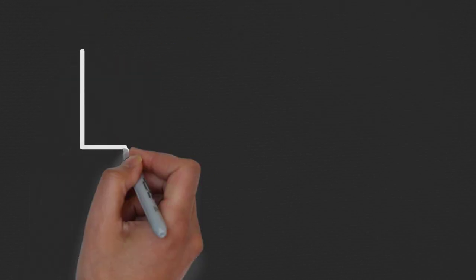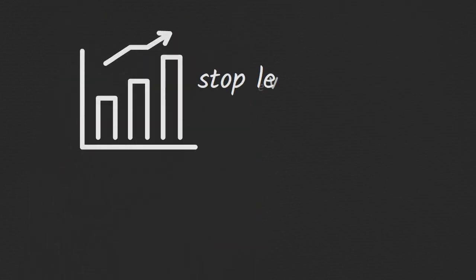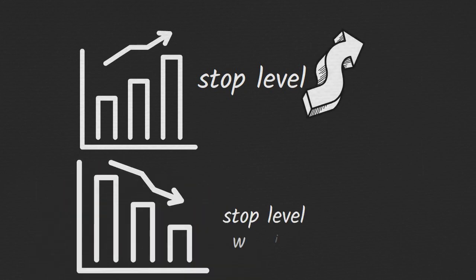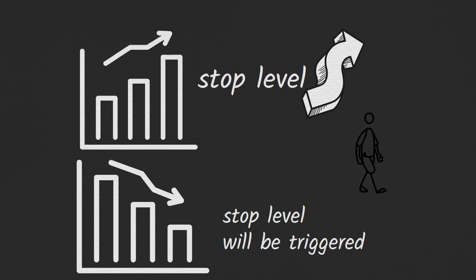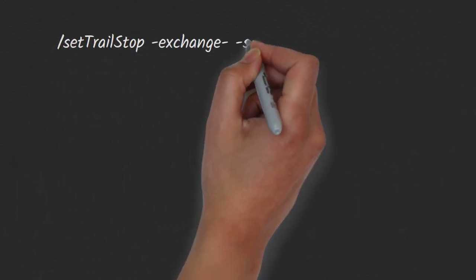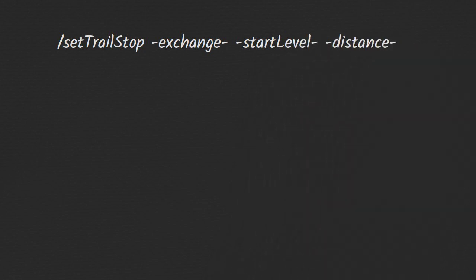Now, as the price continues to rise, your stop level will increase, and when the price starts to fall back, your stop level will be triggered, and you will exit the position. To set trail stop, type: set trail stop, exchange, start level, distance.